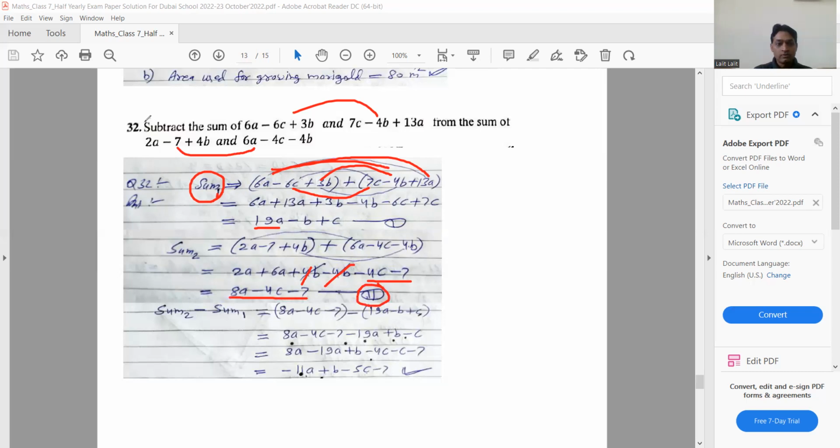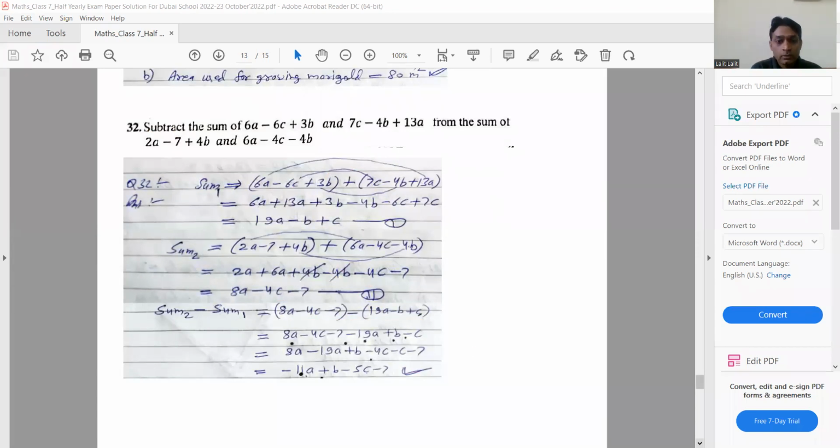Now, as per the question, we need to subtract sum 1 from sum 2. So it means sum 2 minus sum 1. Here we just subtract. After adding or subtracting the like terms, we will get the final answer, which is minus 11a plus b minus 5c plus 7. I think this question is wrong because here they have just mentioned minus c. It should have been minus 7c. But anyway, whatever question they have given, I have just solved as per this question.